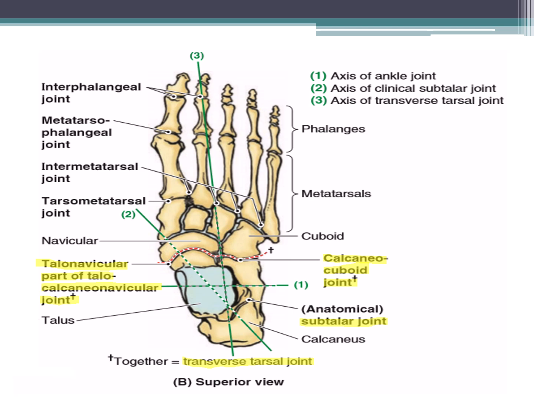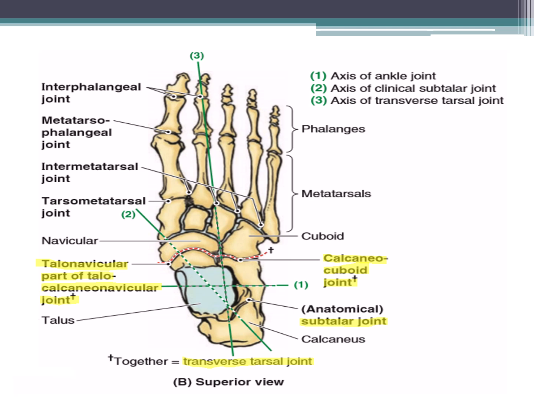Basically the function of the transverse tarsal joint is that it augments the movement of inversion and eversion, which basically occurs at the clinical subtalar joint. And due to the presence of these two joints along this transverse plane, it is surgically easy to go for amputation along this plane.